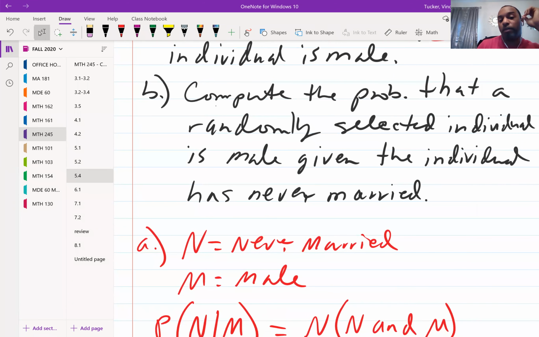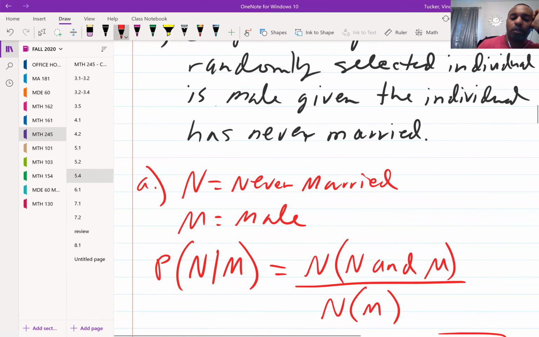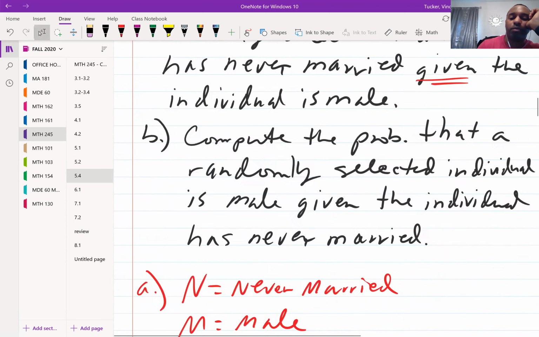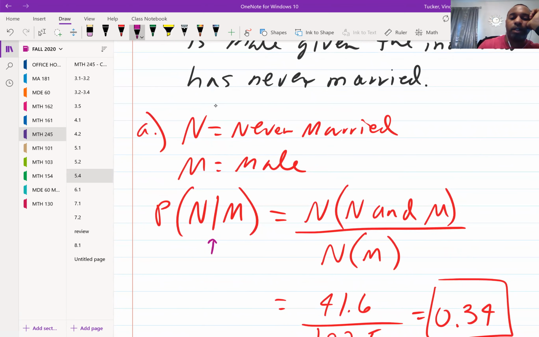So I'm going to call N for never married, and then M for male. So we look at the setup of the first one. Let's go back to A. We want to compute the probability that a randomly selected individual has never married, N, given the individual is male. So see, we have N, and you can look at that slash as the word given. So never married, given that the individual is male.